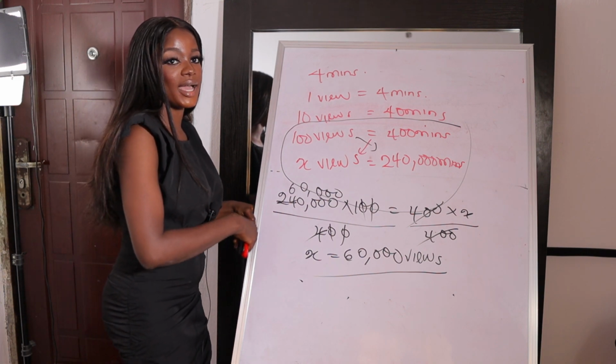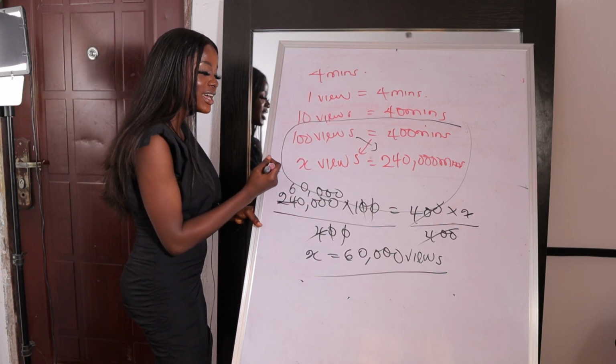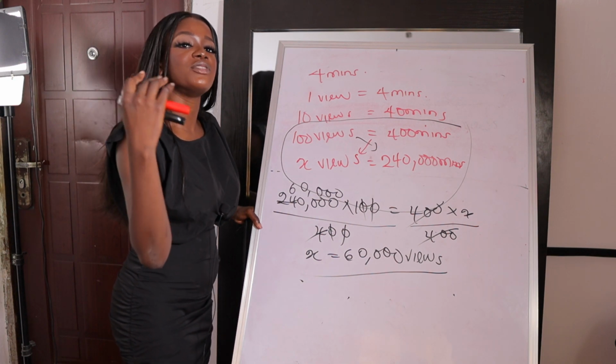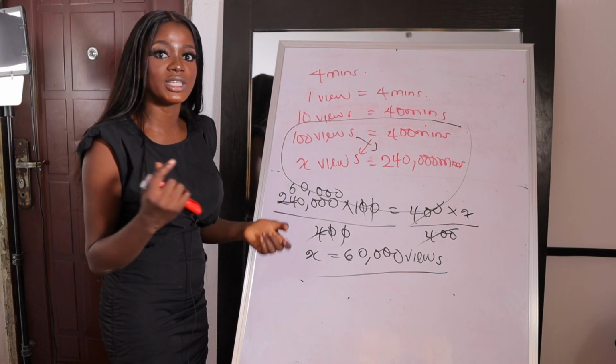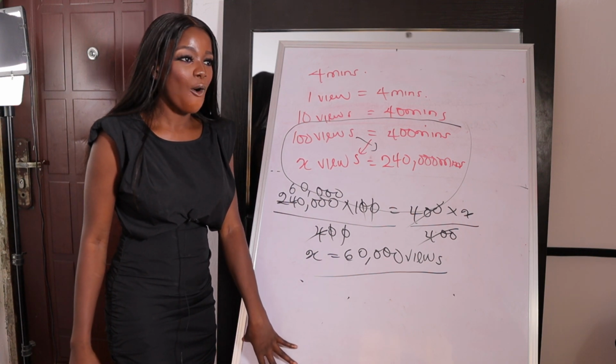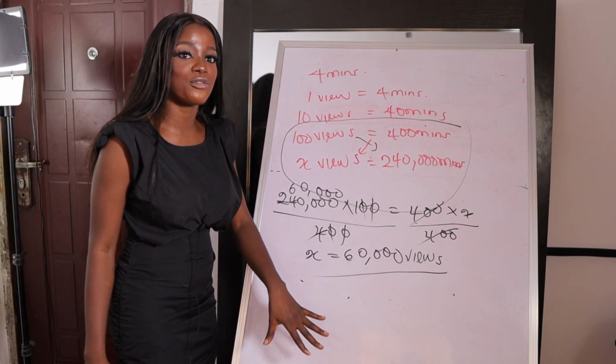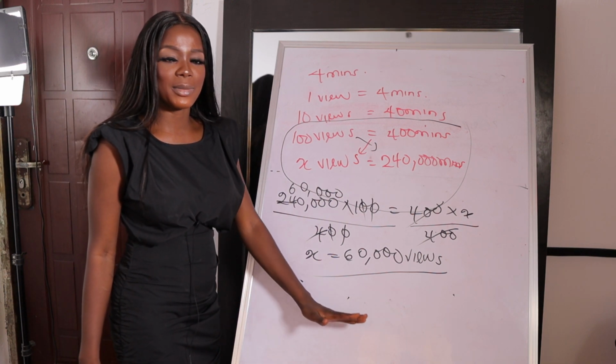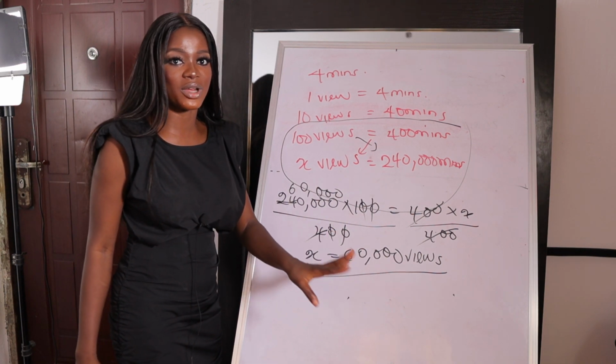Now you want to go behind the scene, you want to go inside your dashboard, because that is where everything happens. That is where you're going to see all your insights and everything, and you will be able to know the exact or an estimated number of views you need to achieve that milestone. Guys, this is very easy and very predictable.